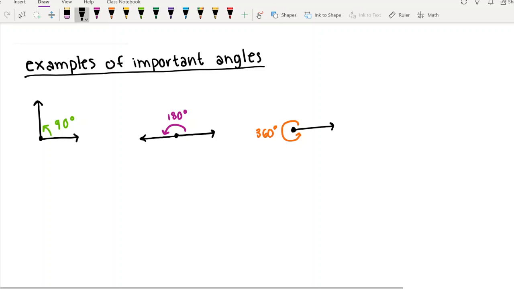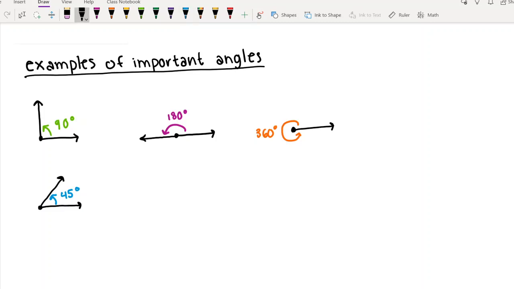A couple other important ones, and we saw these in the last video. One of them is a 45-degree angle. 45 is half of 90, right? So it should be perfectly halfway to a 90-degree angle. So that is what a 45-degree angle looks like.